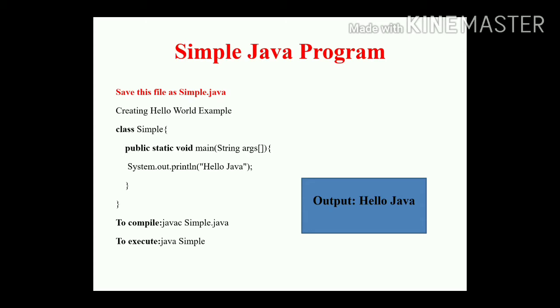Then to compile this, in the command prompt we are going to type javac Simple.java for compilation, and for execution, java Simple. This is an example of simple Java programming to print Hello Java World.